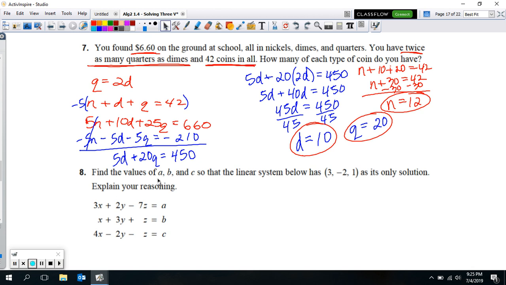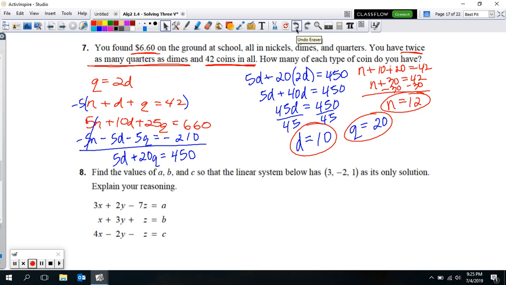Alright, for problem 8, it just says here, find the values of A, B, and C. A, B, and C are these numbers here on the other side of the equal signs, so that the linear system has an ordered triple solution, (3, -2, 1), as its only solution. So that means your X, your Y, and your Z are these numbers. So what we can do is just take one equation at a time, substitute these numbers in, and solve for the letter that we're looking for.